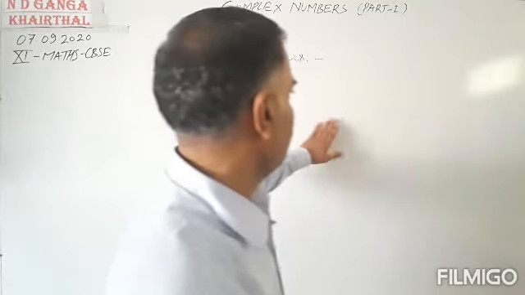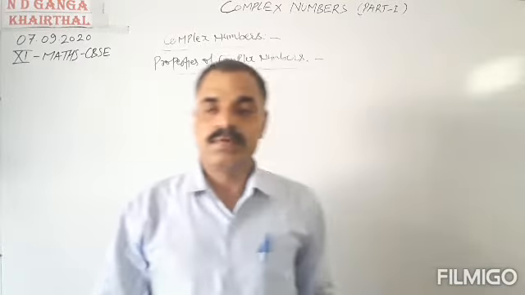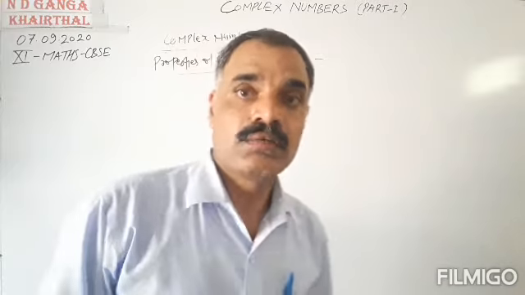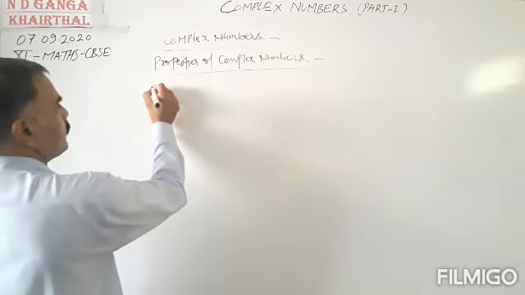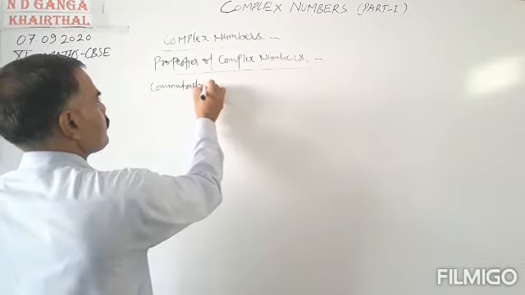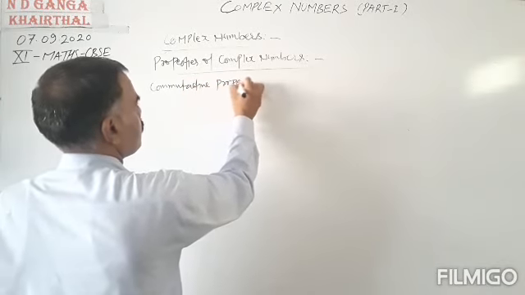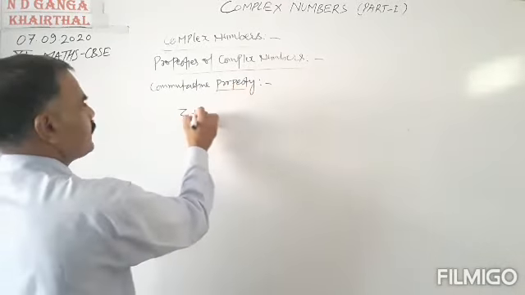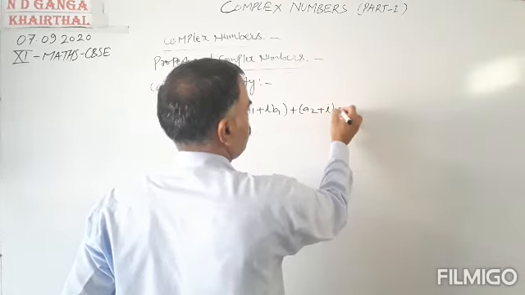Properties of complex numbers. First of all, the commutative property. Z1 plus Z2 is equal to A1 plus iota B1 plus A2 plus iota B2.